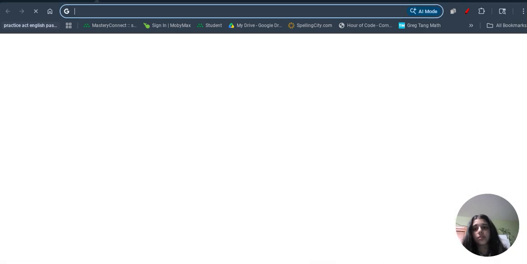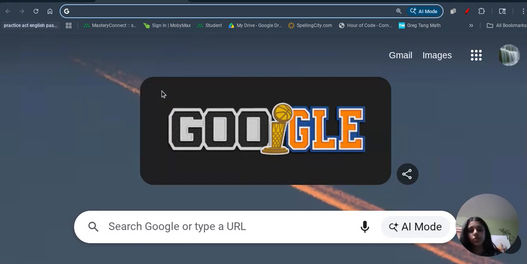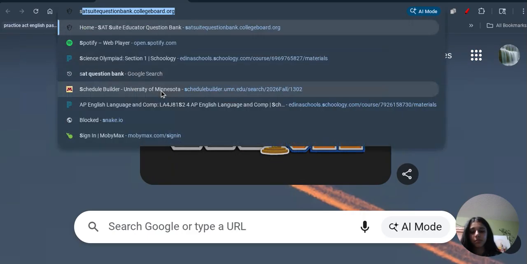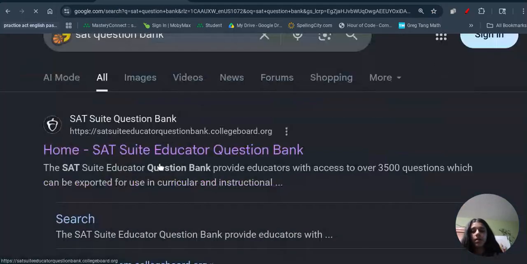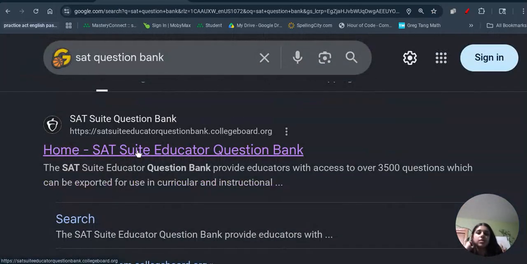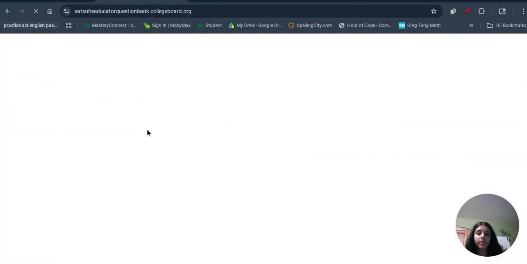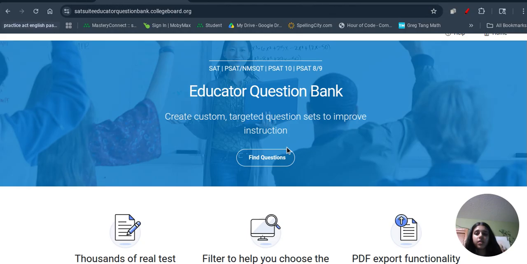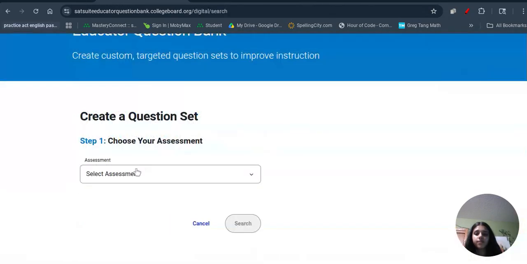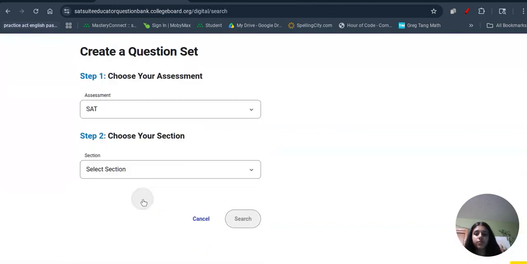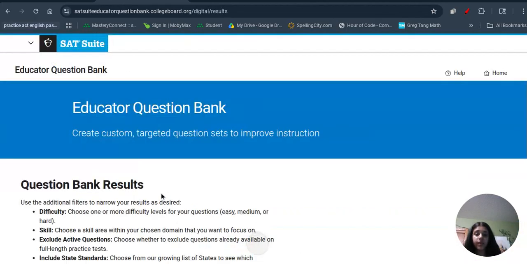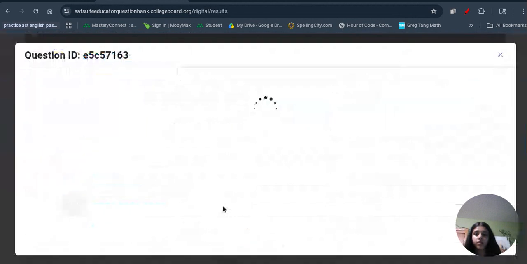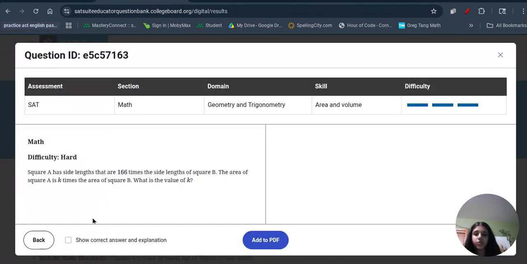So in order to find this, you're going to open up a new tab and search up SAT question bank. Alright, and here is the link, Home SAT Suite Educator Question Bank. If you click on it, it's going to take you and direct you towards the questions. So you click on Find Questions. There's also other options for tests. We're going to do math. We're going to do geometry, so we're just looking at those. And let's look at a hard question. Here's the question. It's a hard question.